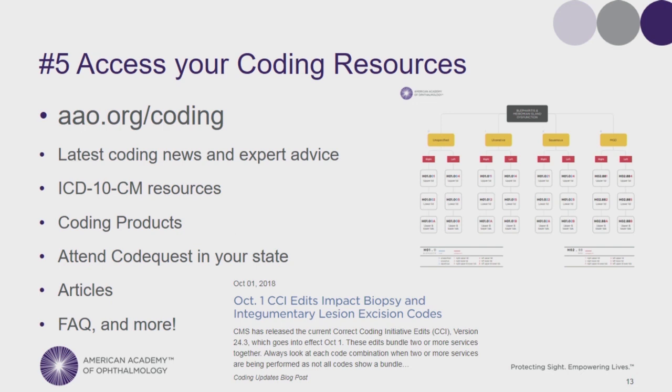And finally, number 5 is accessing your coding resources. At the Academy, there are amazing resources available for you, and I just want to make sure that you know that they're there for you. First of all, on the Academy website, aao.org/coding, you can find an amazing amount of articles and resources. We also have a link to aao.org/ICD-10 that provides some of these decision trees that you see here on the right, as far as updated ICD-10 codes and how to use those appropriately. There are also coding products available for you, and even other free materials, articles, and resources.